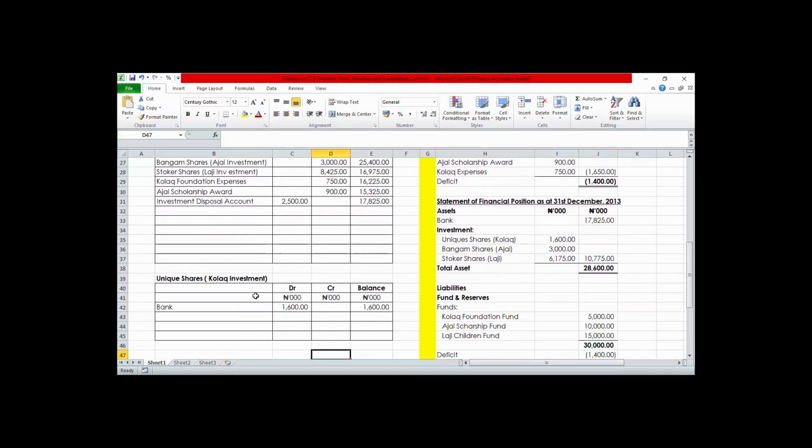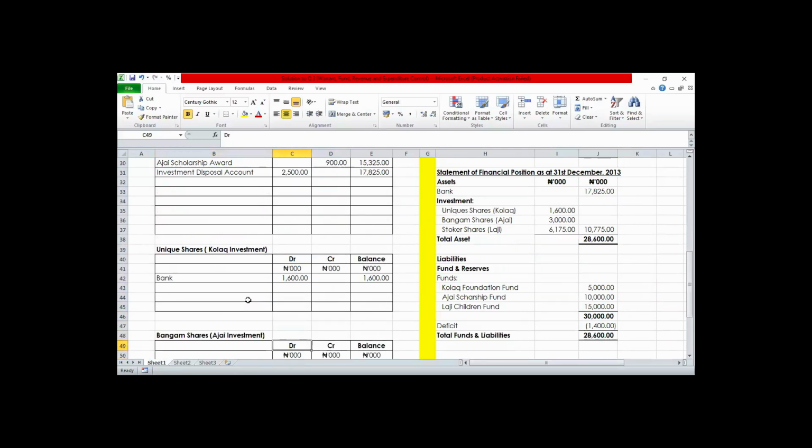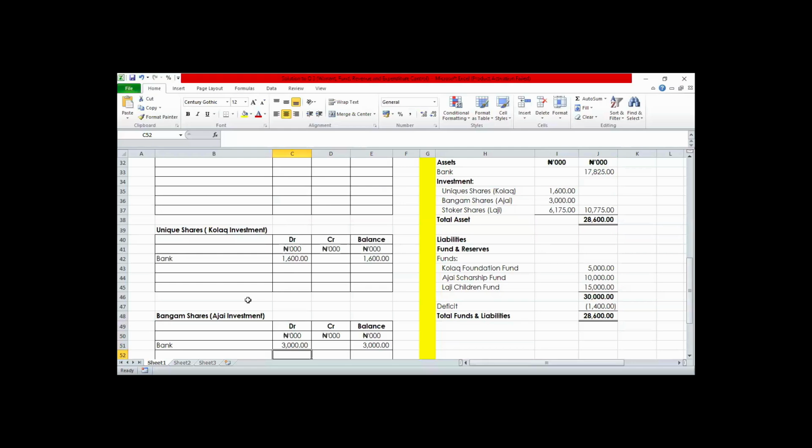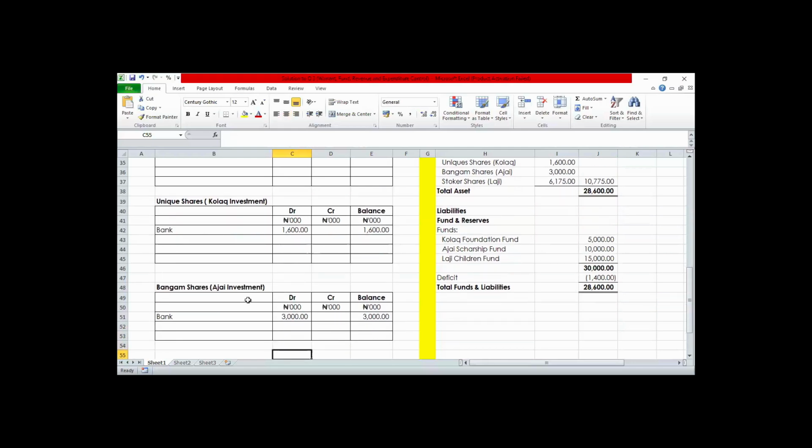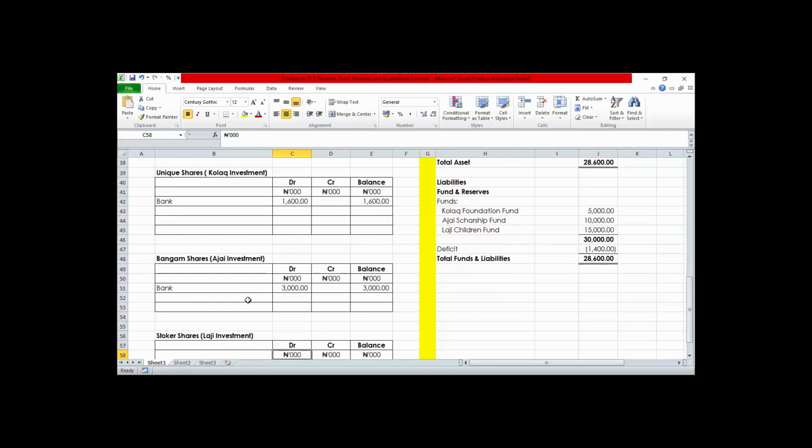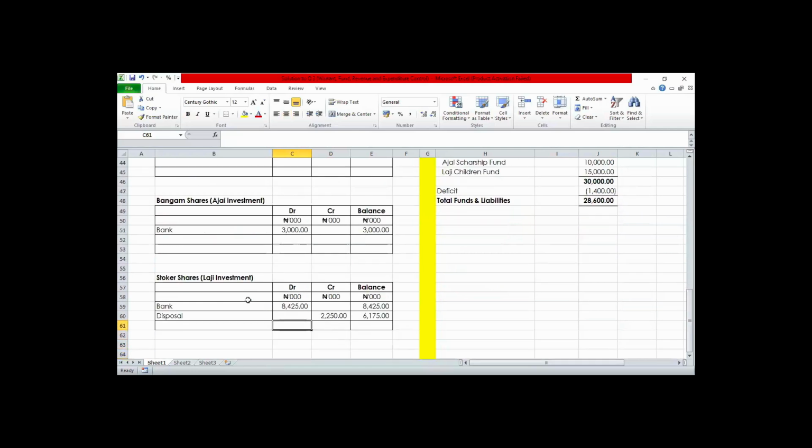We credited the bank account for each of the investments, while we debit the investment account for those investments. The first one, the Unique share for Kola, that one is 1.6 million. It's been stated here. We also have the one of the Banga share. That one is 3 million. It's also been stated here. While the one for Stocker, which is for Laji, that one is 8,425,000. Everything is stated under their own personal investment account.